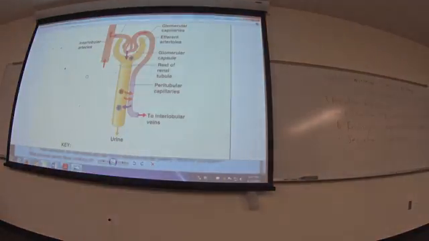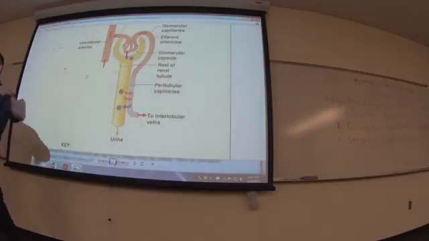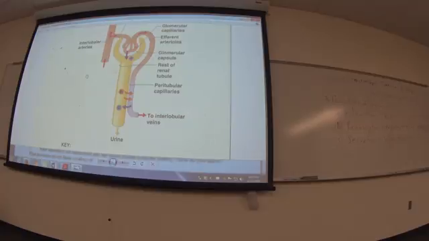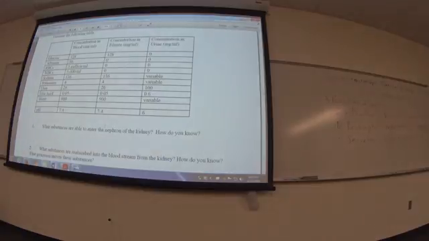So let's figure out where we're at. So we had A, we filtered. B, we reabsorbed. For question 3, it asks which things did C. So which chemicals on your data table did we secrete? Okay, name one of them. Sodium, potassium. Well, we could have, or these two, right?